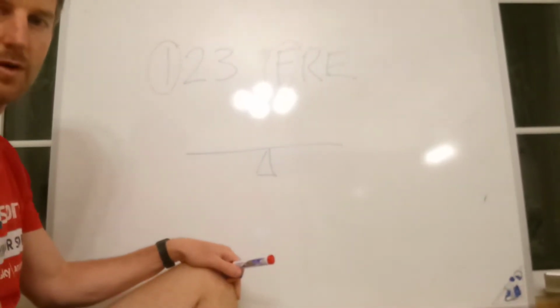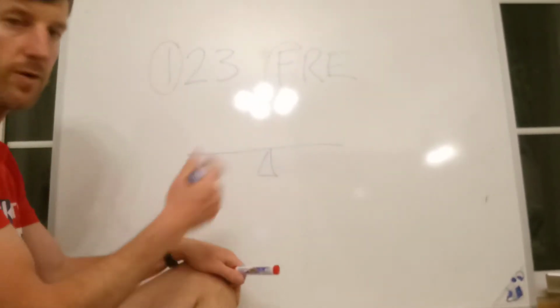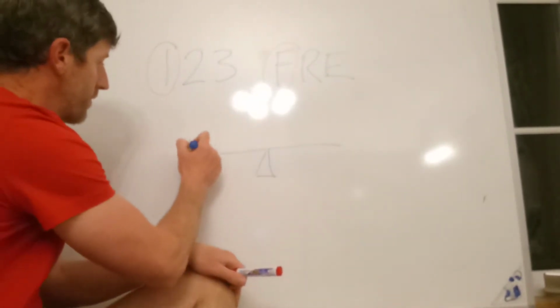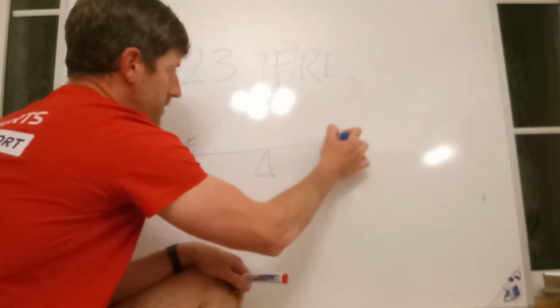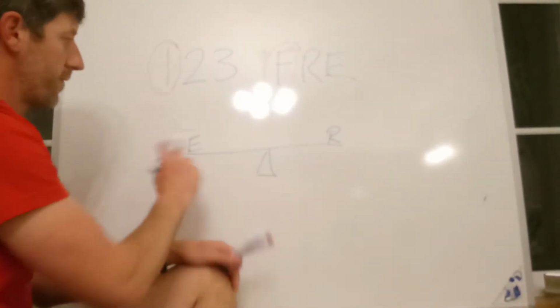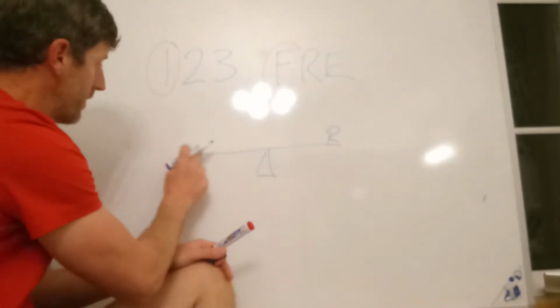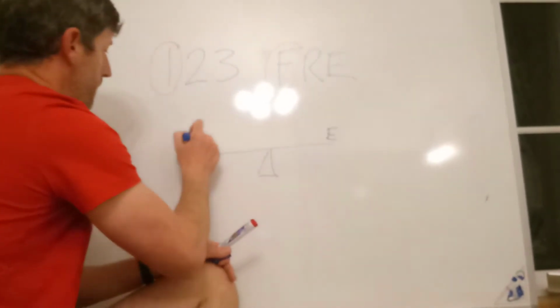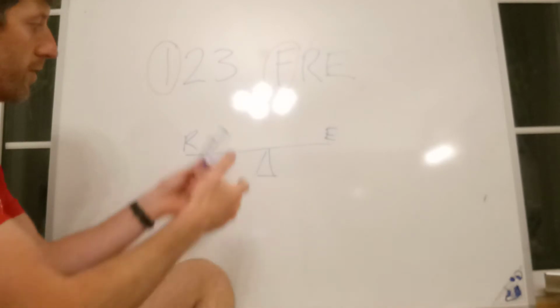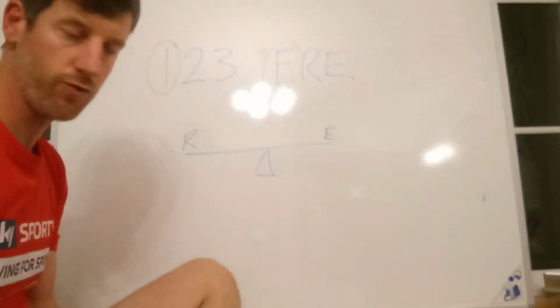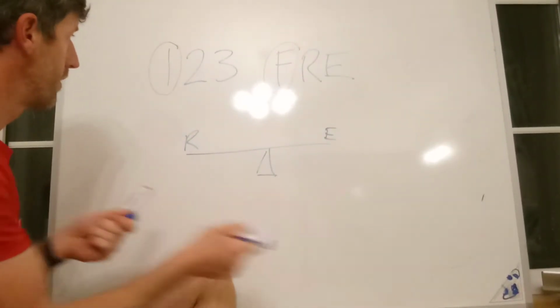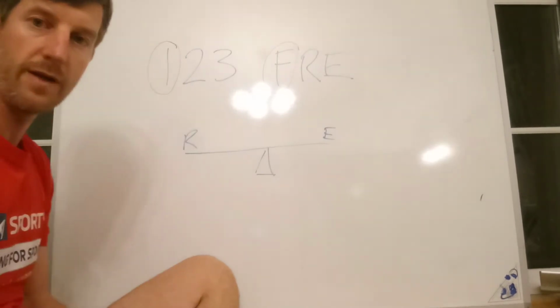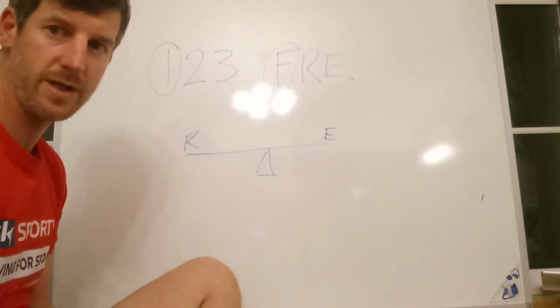That's a class 1. Now, if you drew that and put the fulcrum in the middle, it doesn't matter which side you put the effort and resistance. You could have it that way round, or you could have it the other way round. If you drew that, you'd get 4 marks for drawing the diagram of a class 1 lever system. It's as simple as that.